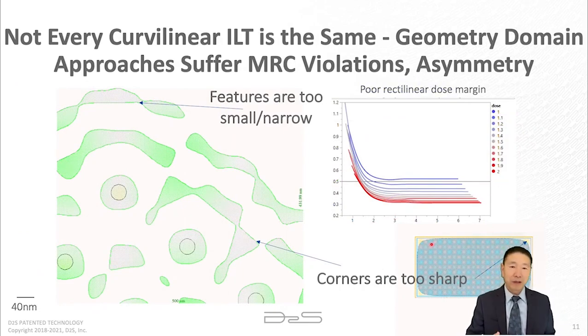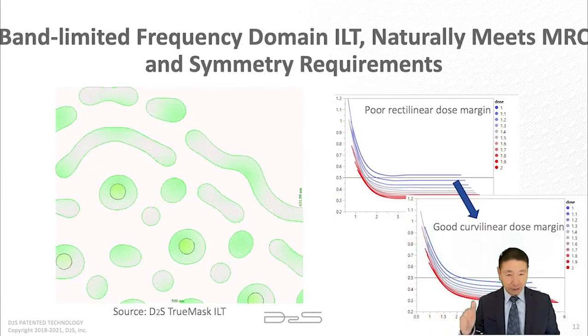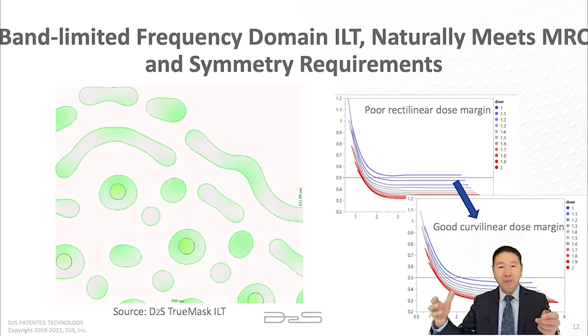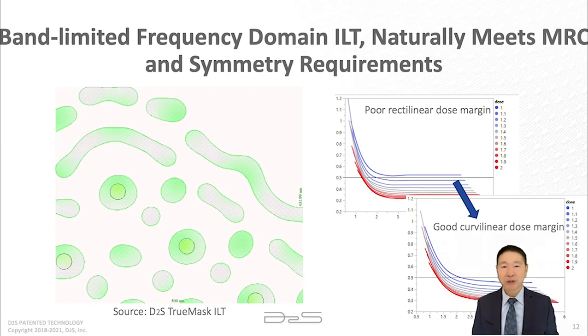Actually, the real domain solver, although it gives you the curvilinear pattern, you may end up with some patterns that are too small, violate the mask rules, or have sharp corners. The band-limited frequency solver, like D2S did, since the optics is band-limited and they're solving this in frequency domain, therefore it's guaranteed it doesn't generate those sharp corners or really small patterns that violate the MRC rules. And also another benefit of solving it in the frequency domain is you tend to get symmetric patterns when the original pattern is symmetric and the source is symmetric. I'm going to show you some examples.